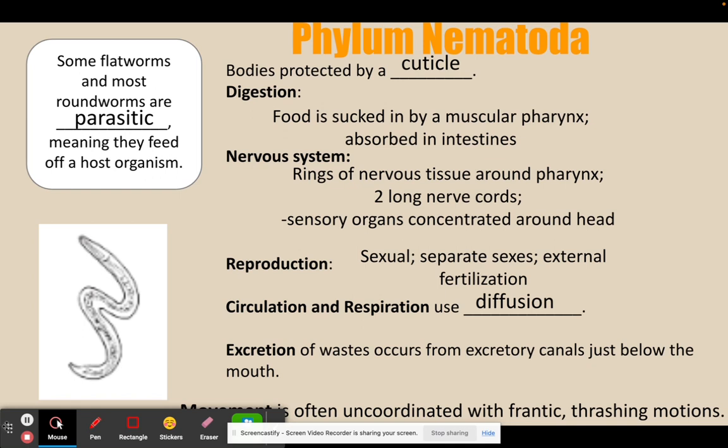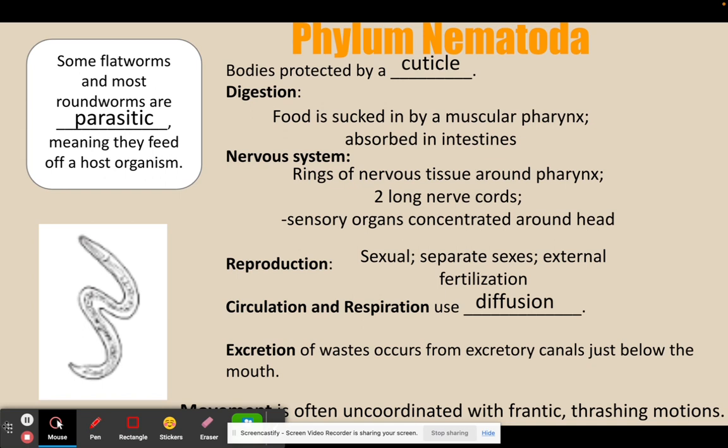The nervous system actually has these nervous rings of tissue around the pharynx. There still are two long lateral nerve cords that go the length of their body, and they have cephalization once again, so that sensory organs are concentrated around their head. They reproduce sexually. They actually have separate sexes. So you're going to have a female roundworm and a male roundworm, and there's external fertilization though. What will happen is there still needs to be a female and a male roundworm, but they will externally fertilize the eggs that the female will have.